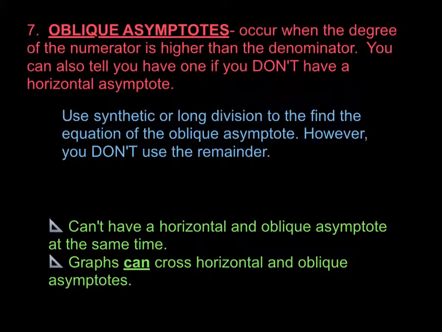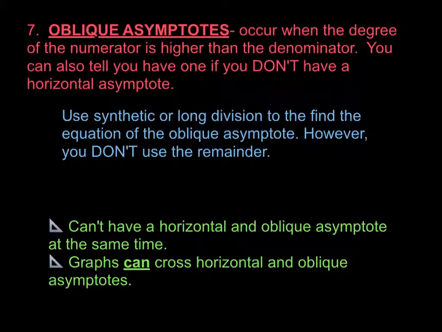The reason you don't use the remainder, and you'll find this out in calculus, is because that particular part, the remainder, which is, say for example, 7 over x minus 3, basically adds a very, very little bit to your graph, and it does not have an effect on your graph. It has to do with limits, and you'll do those at the end of the year. So you're not going to use the remainder.